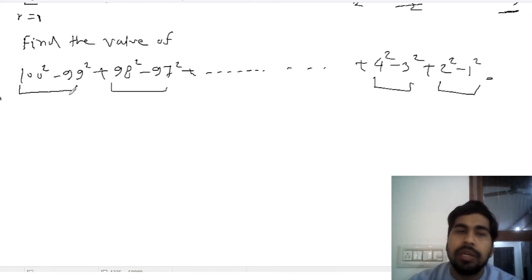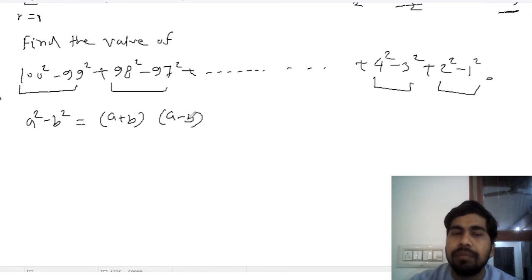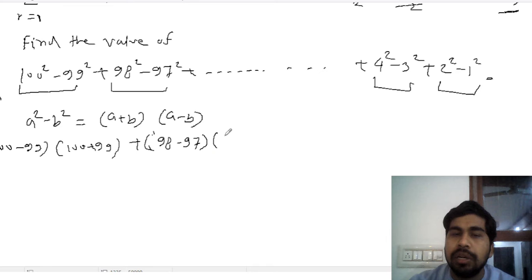Okay, this is the formula. We know that a square minus b square is equal to (a plus b)(a minus b). 100 square minus 99 square, I will write it as (100 minus 99)(100 plus 99). And for the second term, I will write it as (98 minus 97)(98 plus 97), dot, dot, dot.